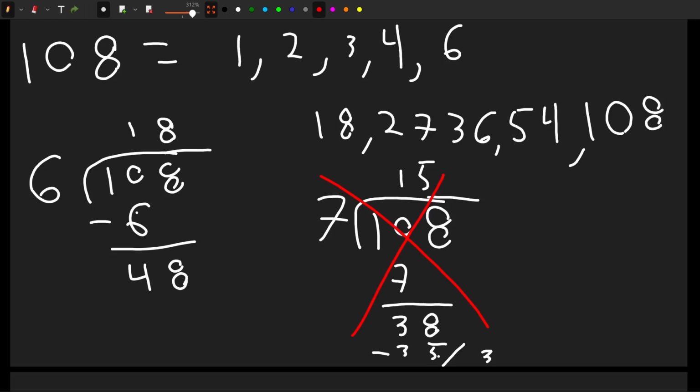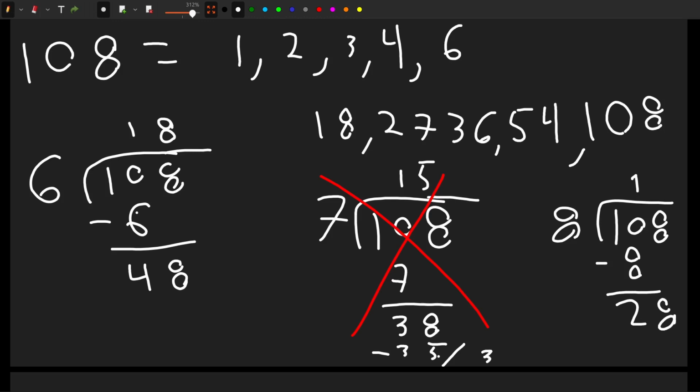Next we'll try 8. Is it divisible by 8? 8 goes into 10 once. I'm left with 8, 28, and that is looking to be no. It's not divisible by 8 because the closest one is 3. 3 times 8 is 24, and I'm left with a remainder of 4. So it's not divisible by 8 either.